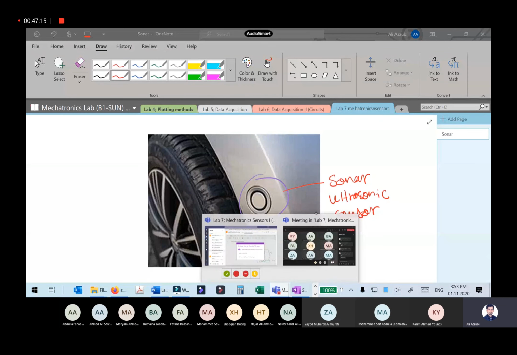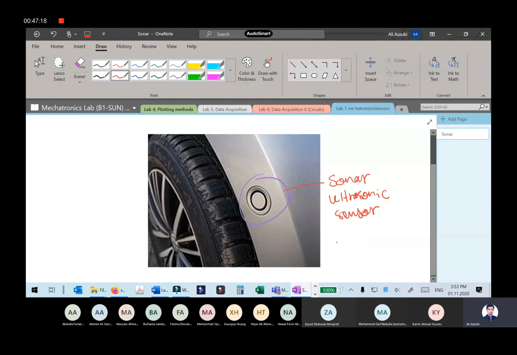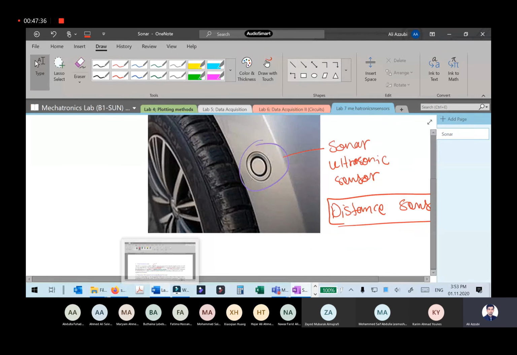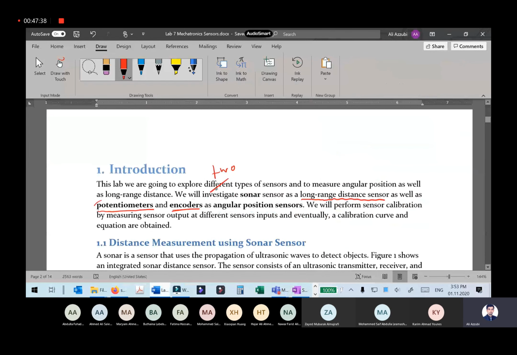So this is an example of a distance sensor, not a position sensor. It measures the distance from a reference to an object. So this is part number 1, the sonar sensor. It's called a long-range distance sensor. We'll see why experimentally.